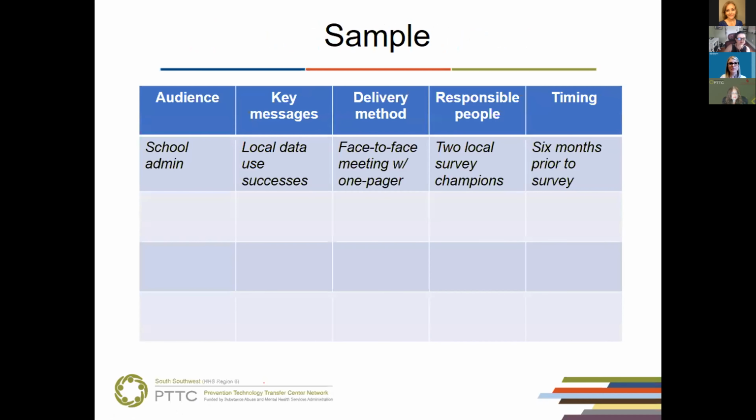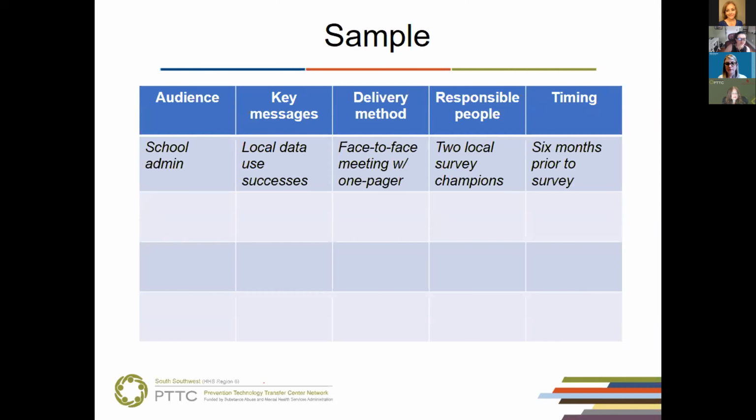So an example of what this might look like in the communication plan template, which you have in handout 1, an audience for this communication plan could be school administration, as we've talked about. The key message you might want to share to motivate them would be maybe a data point, one local data point from a previous survey, and then how you've moved the needle on that through prevention strategies.